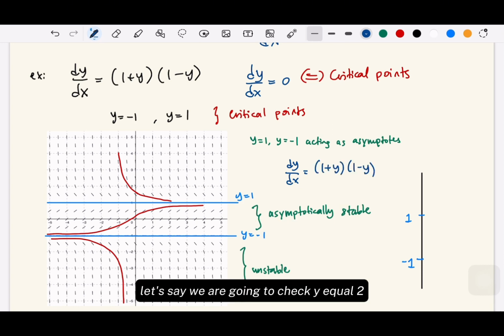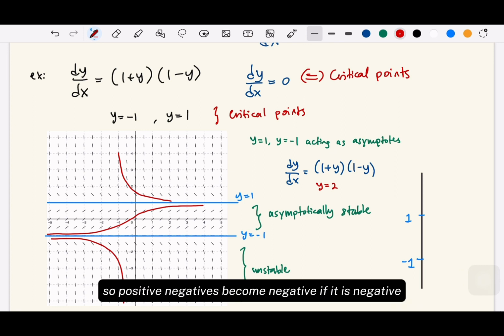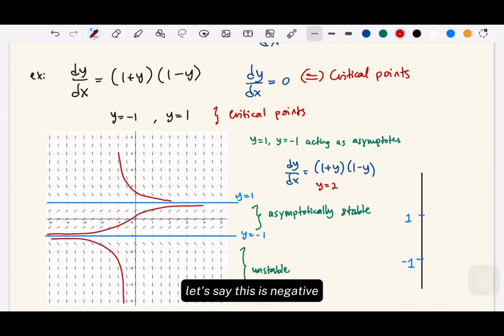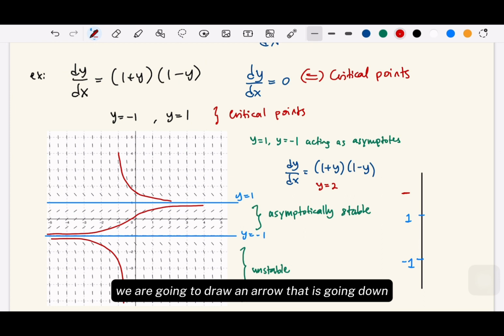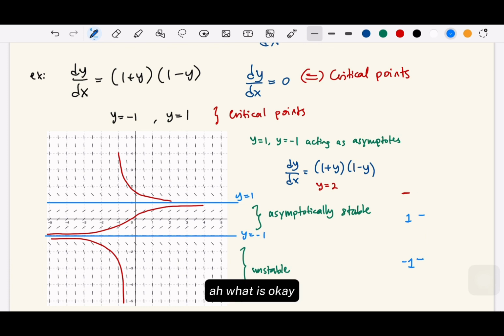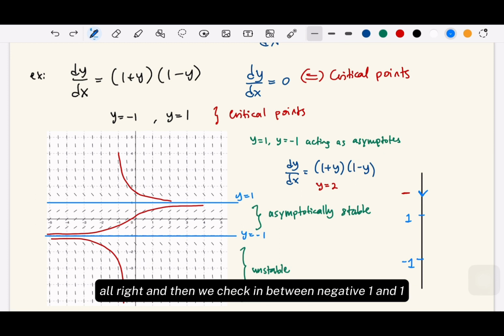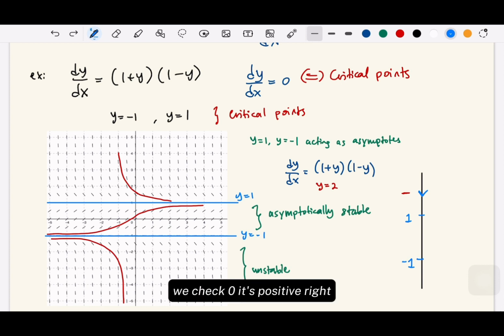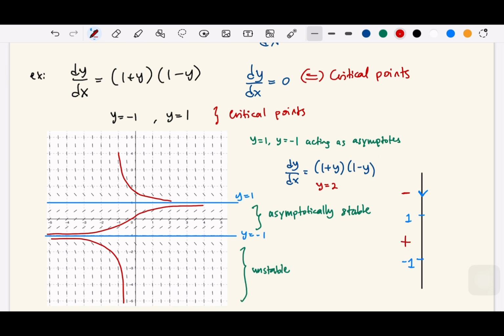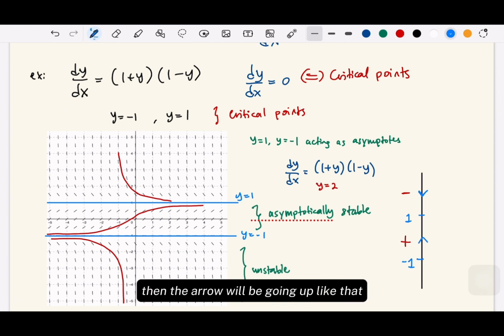So we are going to check, let's say, y equal 2. If we check y equal 2, we're going to get a negative, right? Because we have 1 minus 2. So positive times negative will become negative. If it is negative, we are going to draw an arrow that is going down. And then we check in between -1 and 1, let's say 0. We check 0, it's positive, right? So it's positive, and then the arrow will be going up like that.